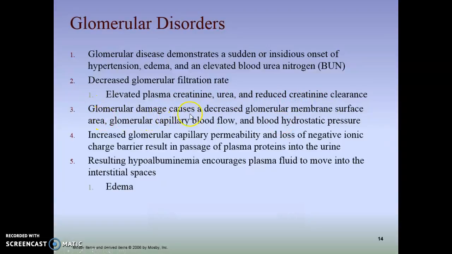So the damage is going to be caused by decreased glomerular membrane surface tension and surface area. If there isn't the proper blood flow through the kidneys, then there's a decrease in the ability to actually filter. And then an issue or an alteration in the blood hydrostatic pressure. Increased glomerular capillary permeability, loss of negative ionic charge barrier causes a loss of plasma protein into the urine. So looking at kidney function, they look for protein in the urine. No protein, that's good.